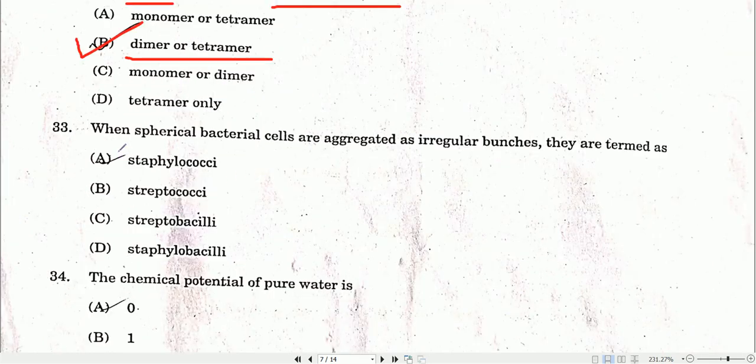Coming to question number 33, when spherical bacterial cells are aggregated as irregular bunches, they are called staphylococcus. So option A will be the correct one. When there is a chain of bacteria, that will be your streptococcus. When a bunch of cocci form, that will be your staphylococcus.